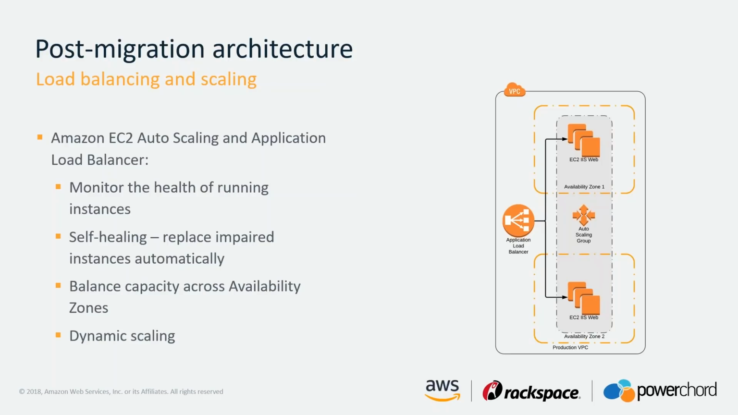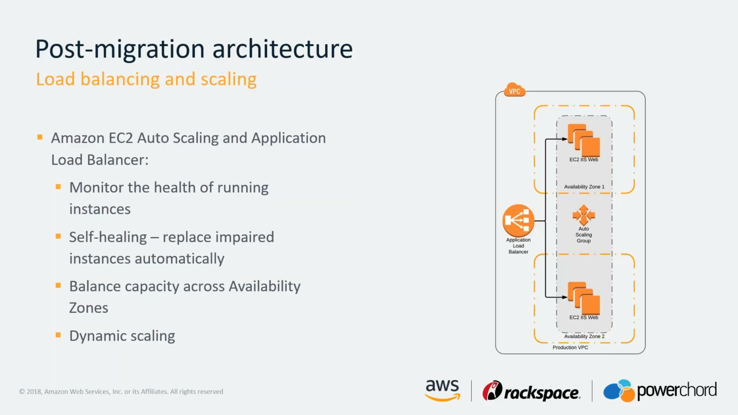Okay, so now we've covered what that migration process looked like. When complete, what was PowerChord now working with? What was that post-migration architecture? What we wanted to do was break that architecture up into the tiers and then address them individually, because they each speak to a different aspect of moving from a monolithic application to a decoupled architecture. And so in this case, we start with load balancing and scaling.